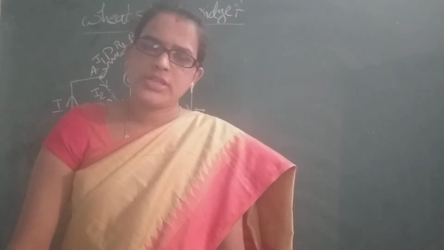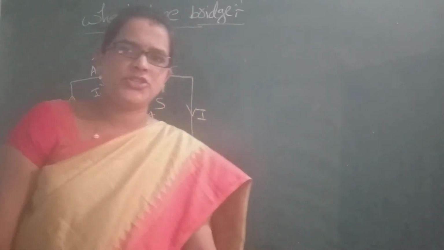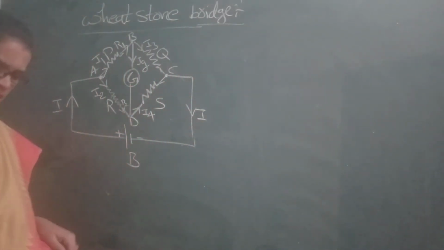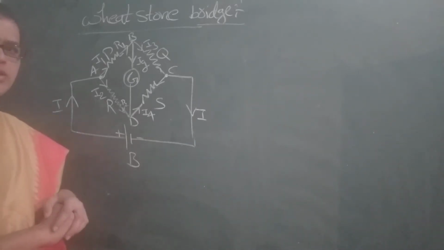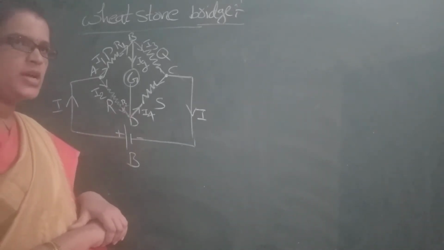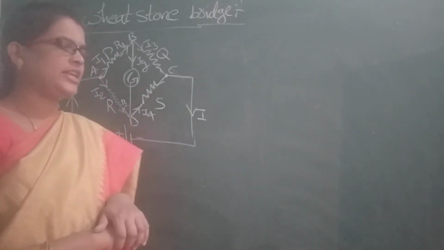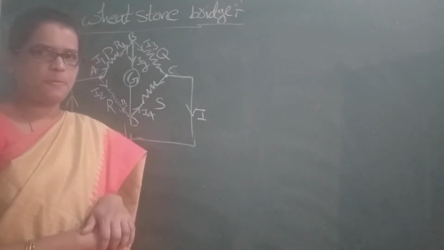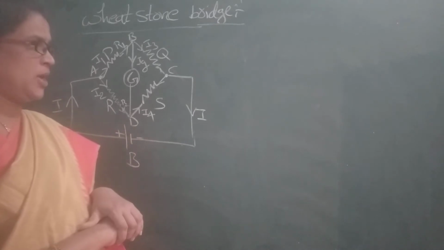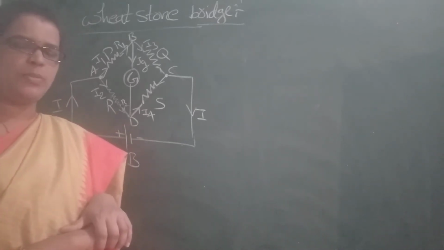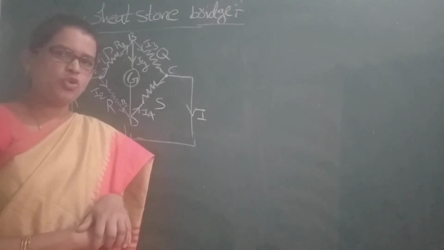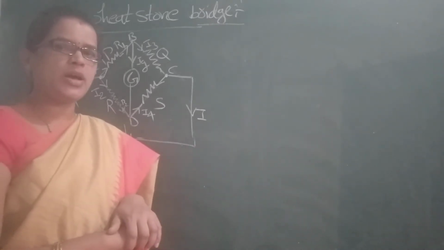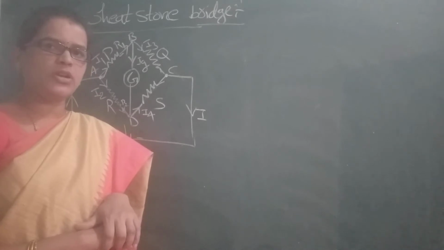Today we are going to discuss the Wheatstone Bridge. The Wheatstone Bridge works based on Kirchhoff's junction law and Kirchhoff's voltage law. Kirchhoff's junction law is nothing but incoming currents will be equal to outgoing currents, or the total sum of incoming currents and outgoing currents will be equal to 0.